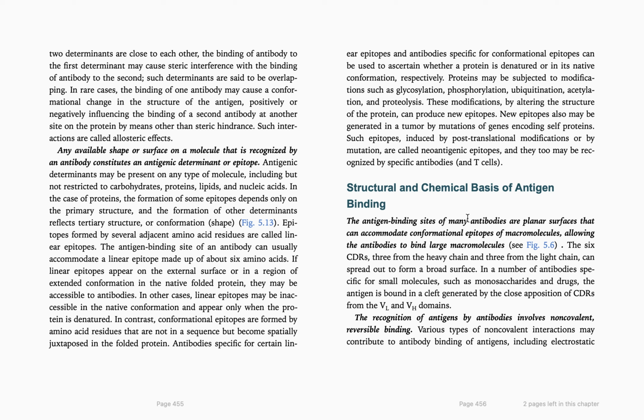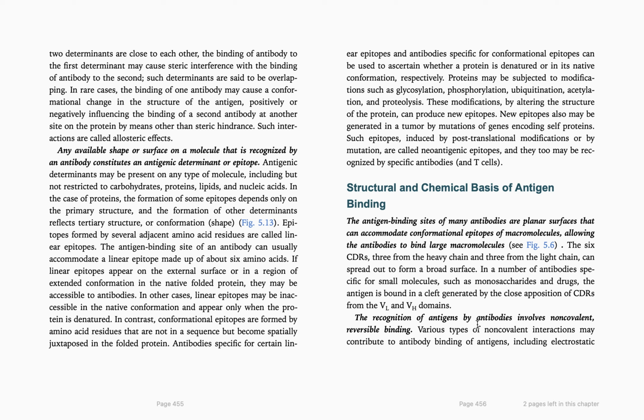Structural and chemical bases of antigen binding. The antigen binding sites of many antibodies are planar surfaces that can accommodate conformational epitopes of macromolecules, allowing the antibody to bind larger molecules. The 6 CDRs, 3 from the heavy chain and 3 from the light chain, can spread out to form a broad surface. In a number of antibodies specific for small molecules such as monosaccharides and drugs, the antigen is bound into a cleft generated by close apposition of CDRs from the variable light chain and variable heavy chain.